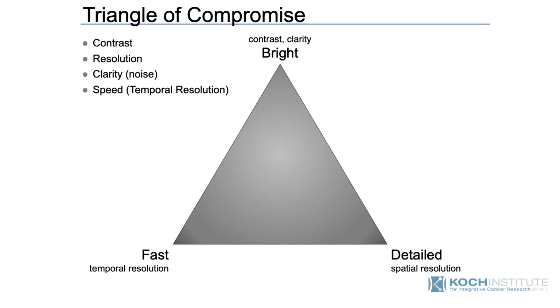So for instance, if you want something that's both bright and high resolution and detailed, you'll have to image very slowly. If you want something that's very fast imaging and high resolution, you won't be able to collect as much light. It's going to be dimmer. If you want something that's bright and fast, you're going to have to sacrifice spatial resolution. But you'll end up with a blockier image. We can, however, balance between these factors.